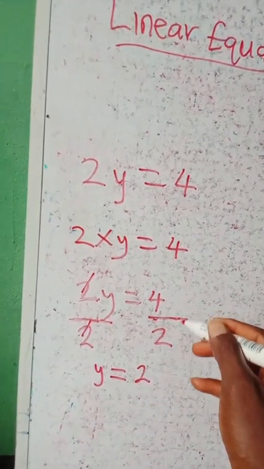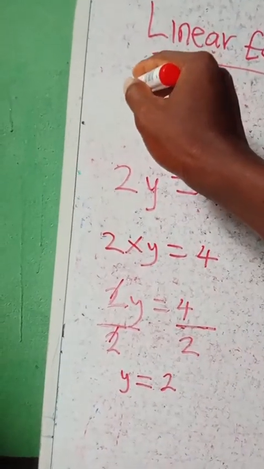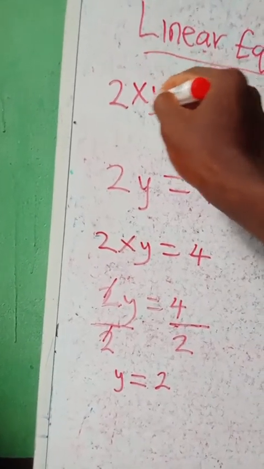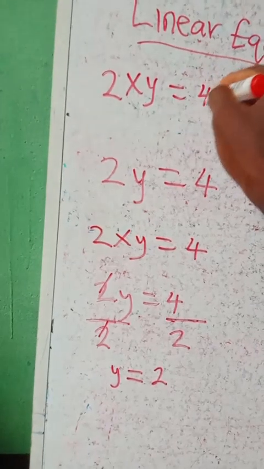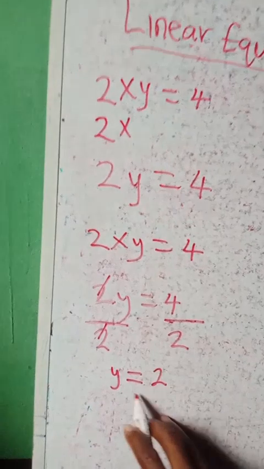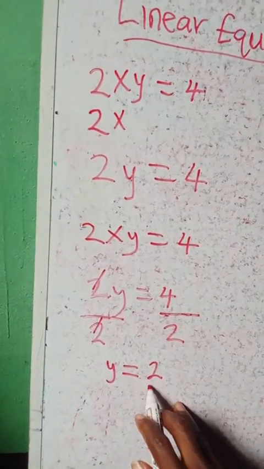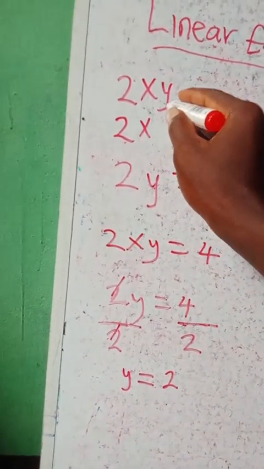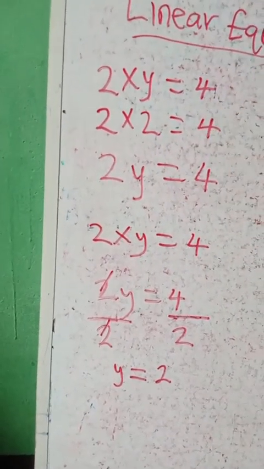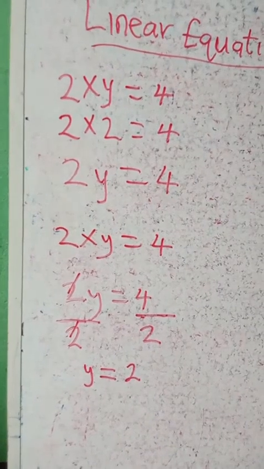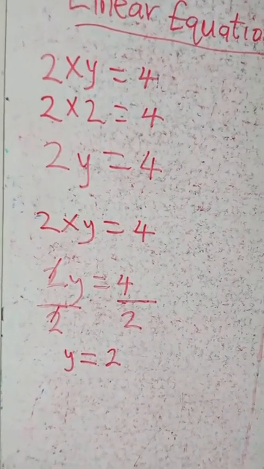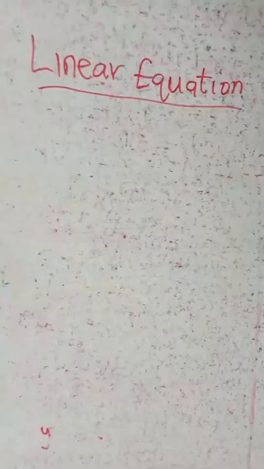So therefore, the question that says 2 times y or 2y is equal to 4. If we replace y with 2, that instead of writing y, we write 2, it's equal to the 4. Are you seeing it? So this is how we solve linear equation, to compare two sides.